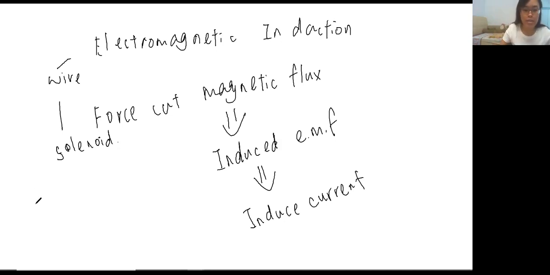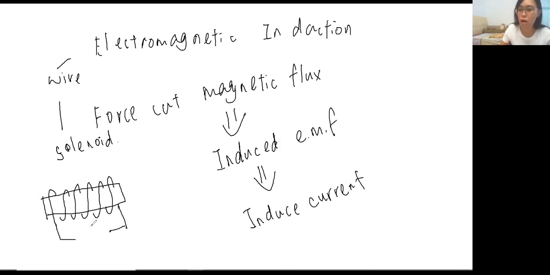So let's say this is a solenoid, and we have insulated copper wire coiled around it. Remember this one is connected to a battery or a galvanometer for electromagnetic induction? Yes, it's a galvanometer. Because electromagnetic induction is to induce current, we use a galvanometer to check the presence of the current.